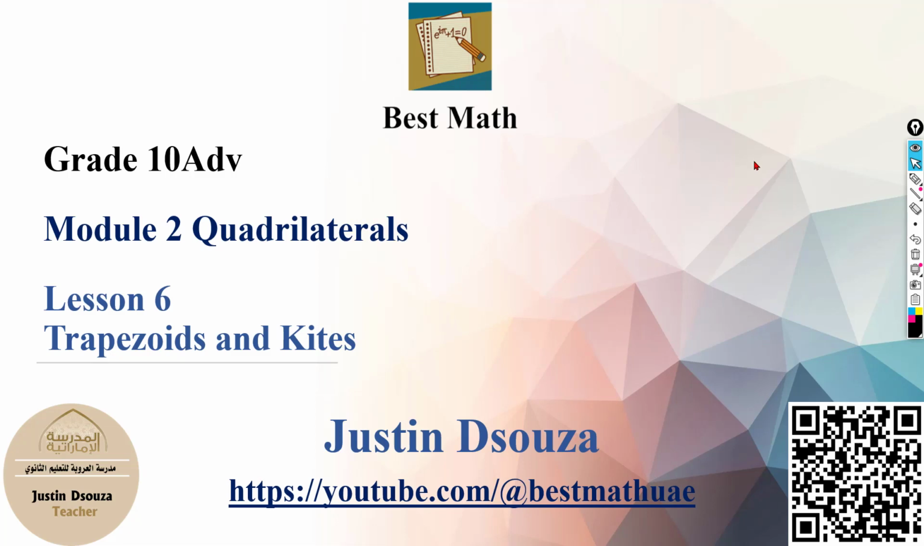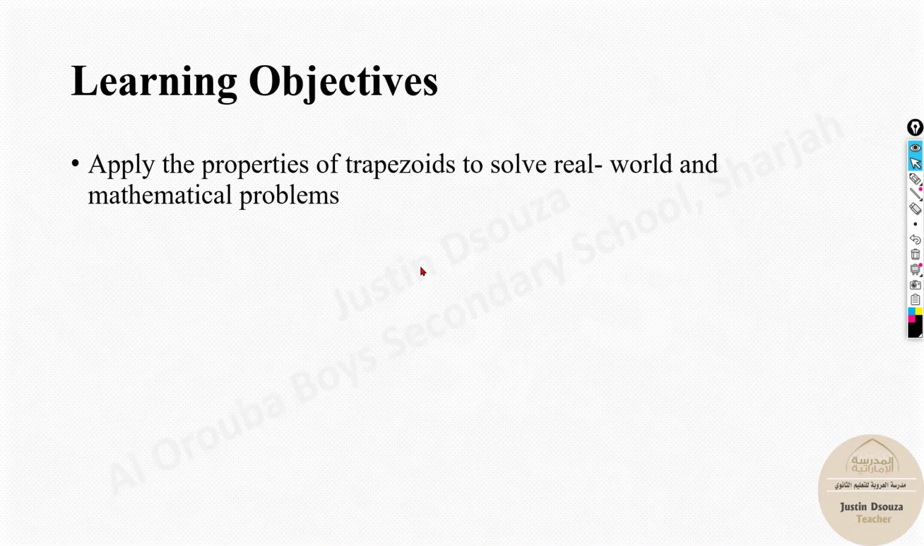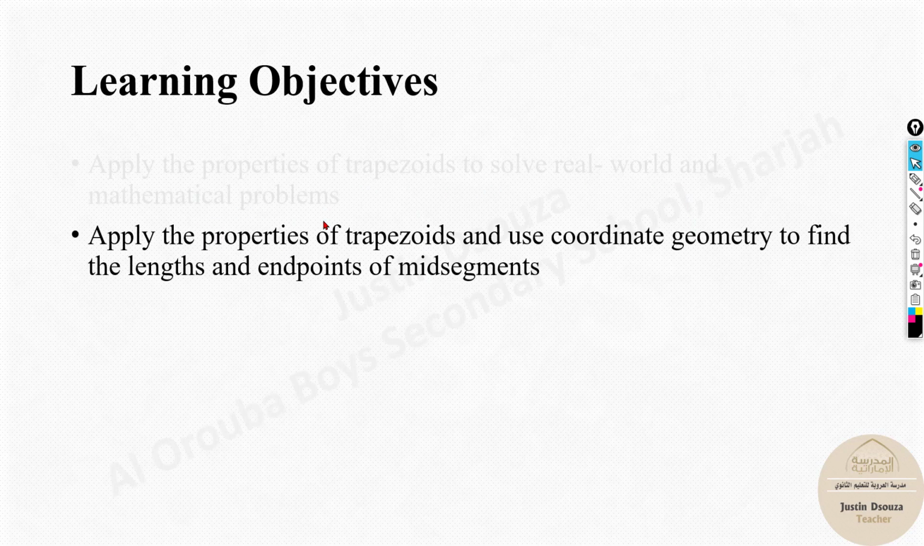We move on to the last lesson in module 2, that is about trapezoids and kites. We will learn about these two shapes in this lesson, and that would be the end of module 2, quadrilaterals. Now, the learning objectives of this lesson are to apply the properties of trapezoids to solve real-world problems and mathematical problems, and then to apply the properties of trapezoids and use coordinate geometry to find the lengths and endpoints of the mid-segment.